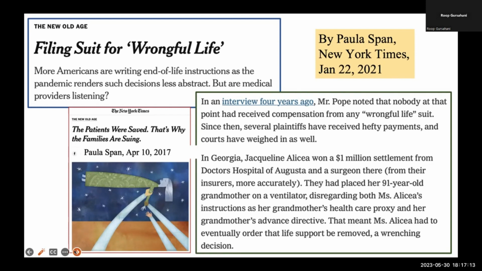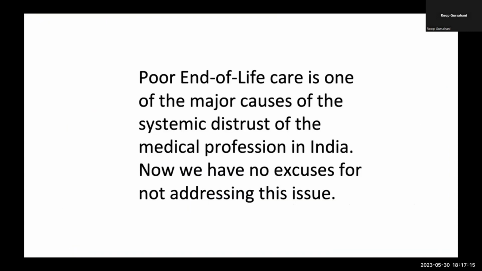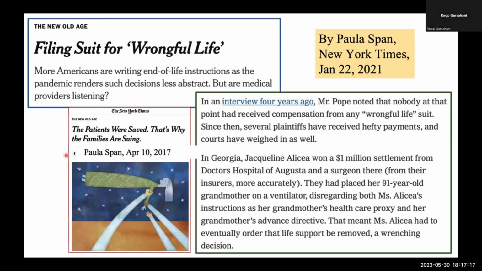But if you look at the US, most of the litigation is for wrongful life. This is because people who write end-of-life instructions and do not get them followed, the families are likely to sue. And they're getting big chunks.